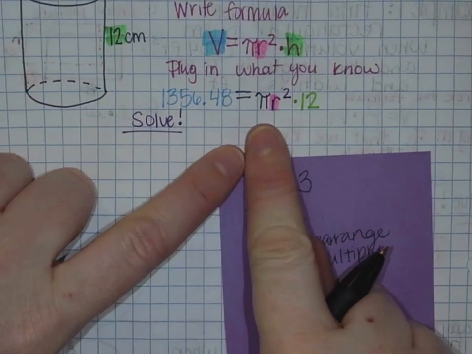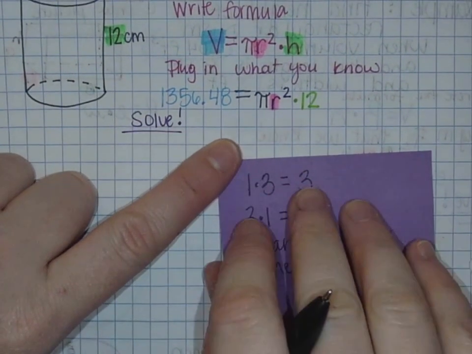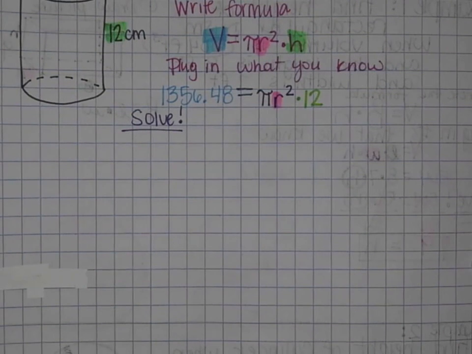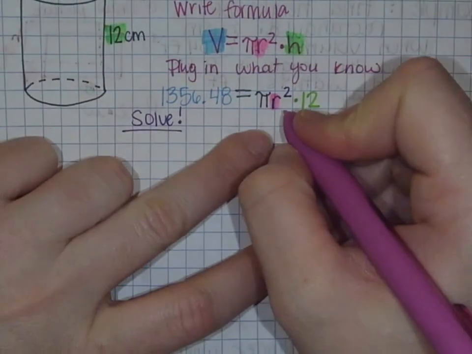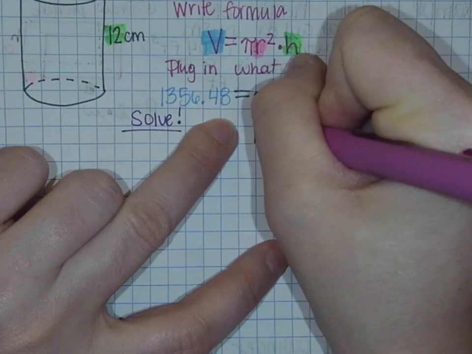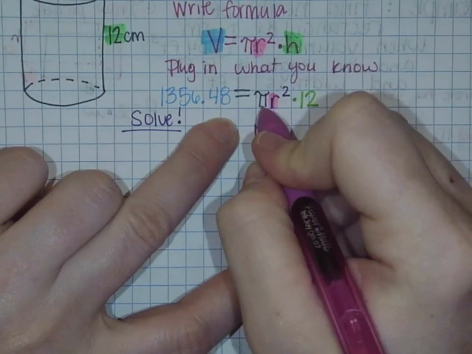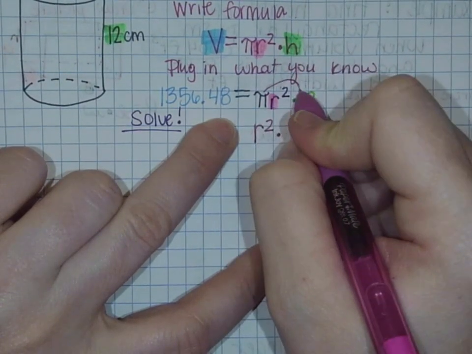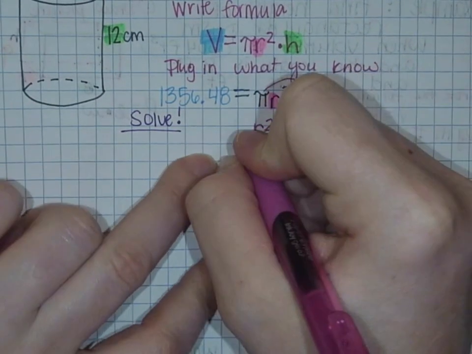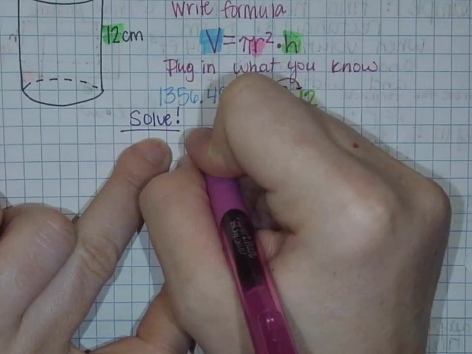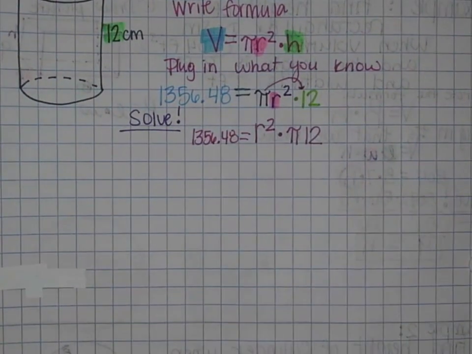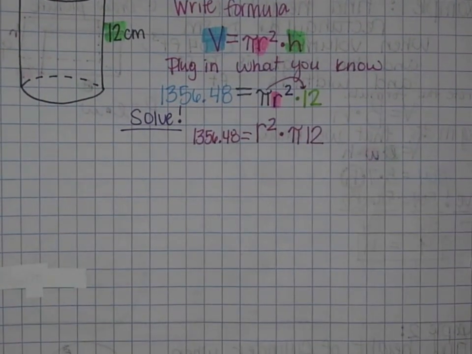So I'm going to rewrite this so that the r squared, and some people write it differently, but I'm going to write it so that the r squared is at the front. So I'm going to put r squared times, and then I'm going to move the pi next to the 12. So pi 12 equals 1356.48. So pi times 12, let's go ahead and do that.